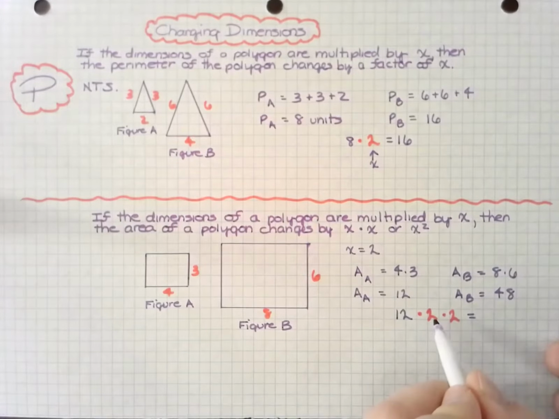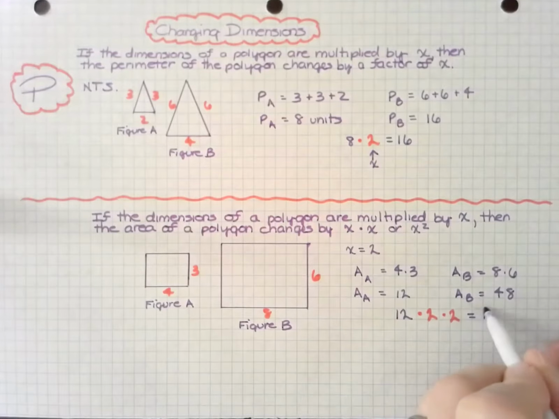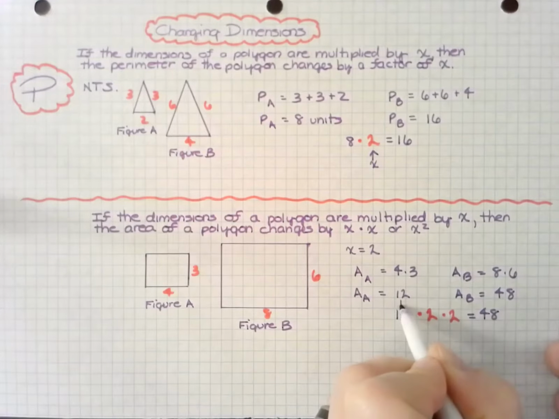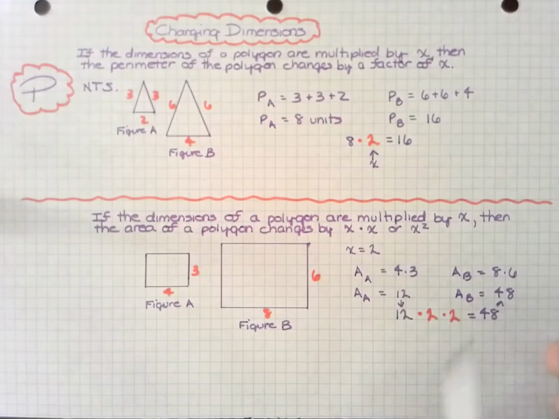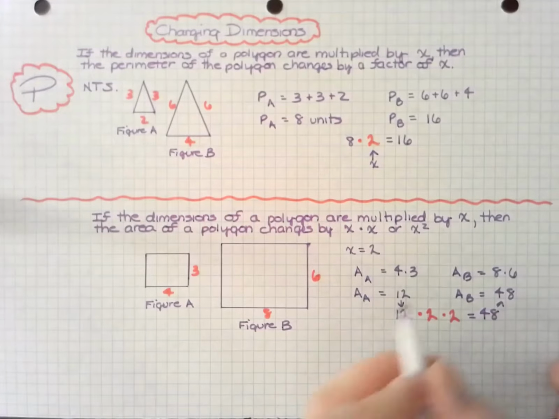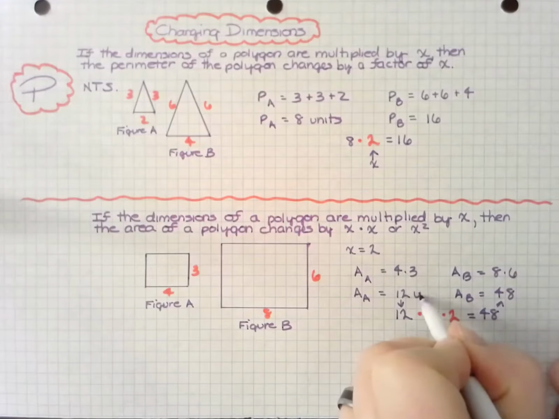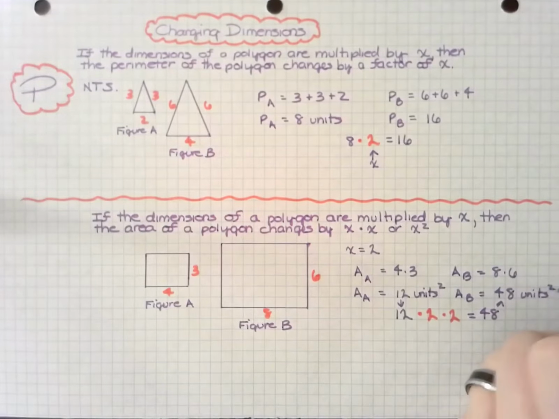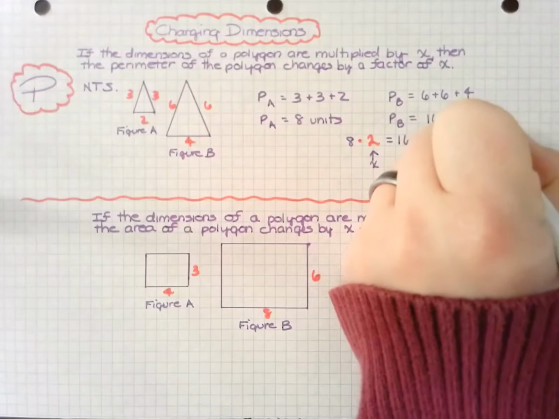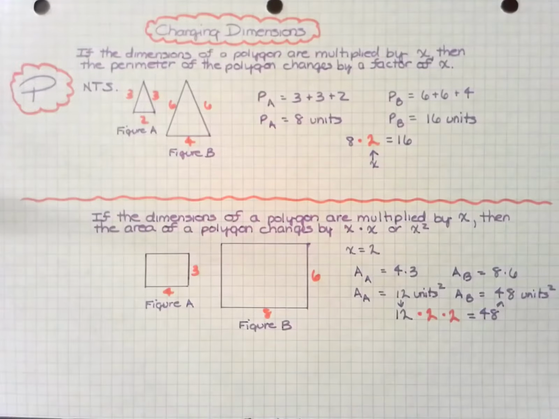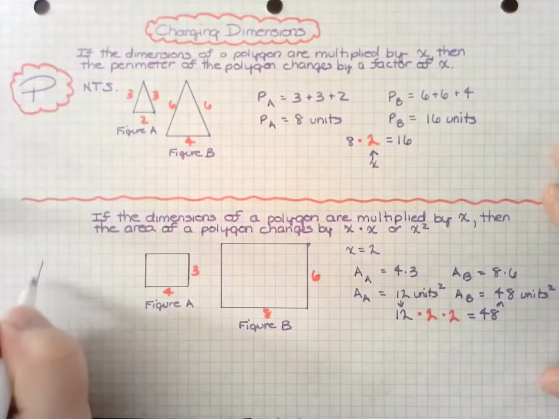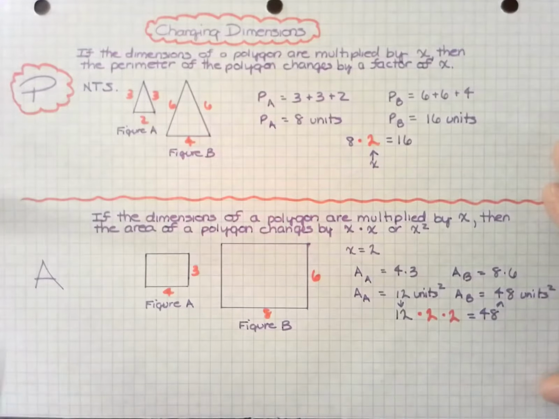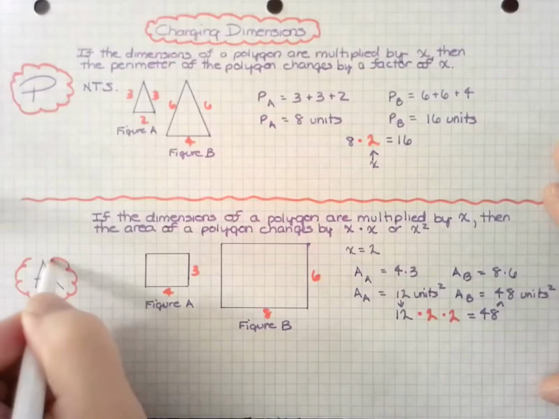And if I do this math correctly, 12 times 2 is 24. 24 times 2 is 48. And so therefore we see how the 12 doubles twice to get to 48 units squared. This should be units squared. And so therefore that's our area.